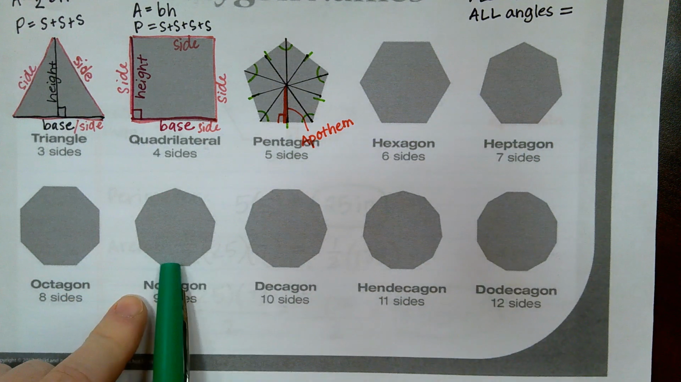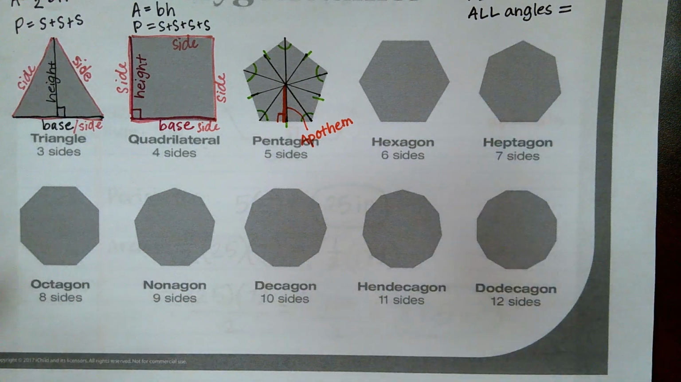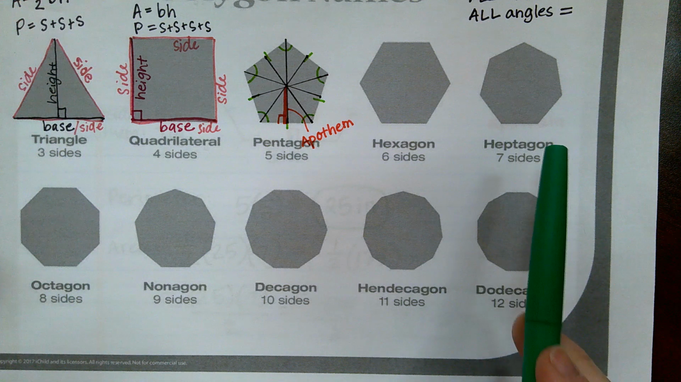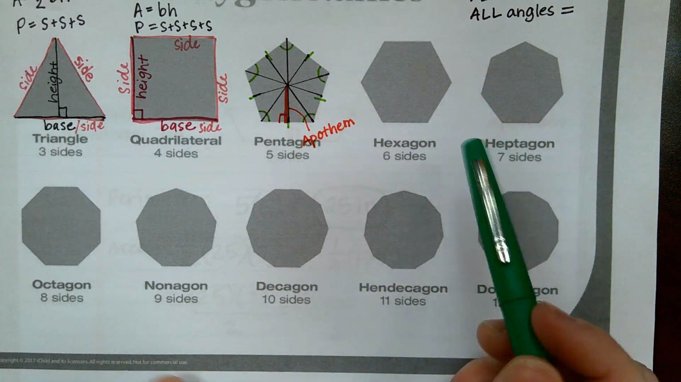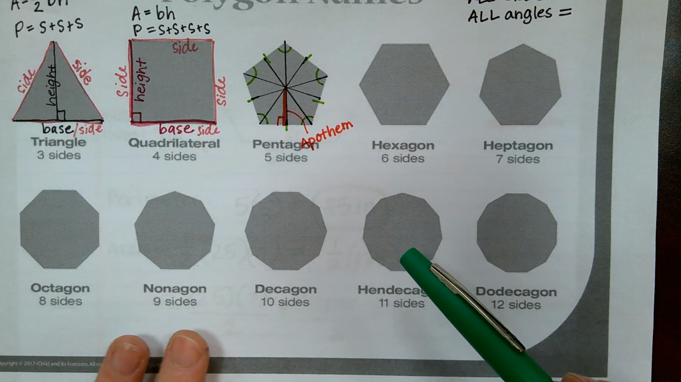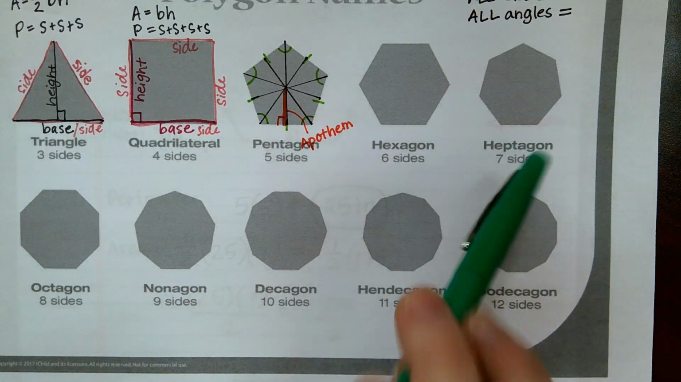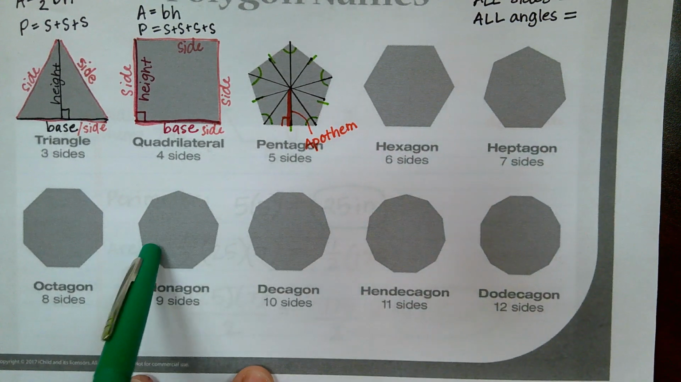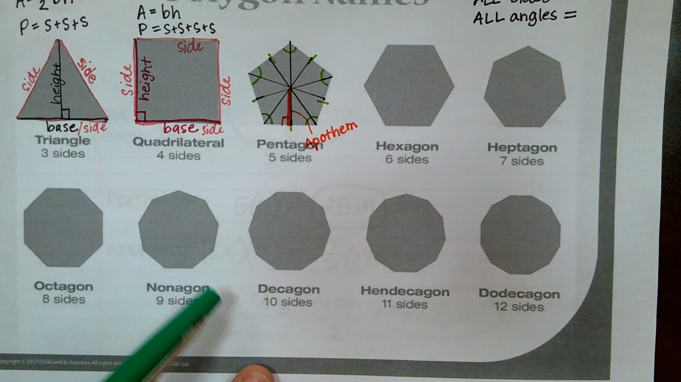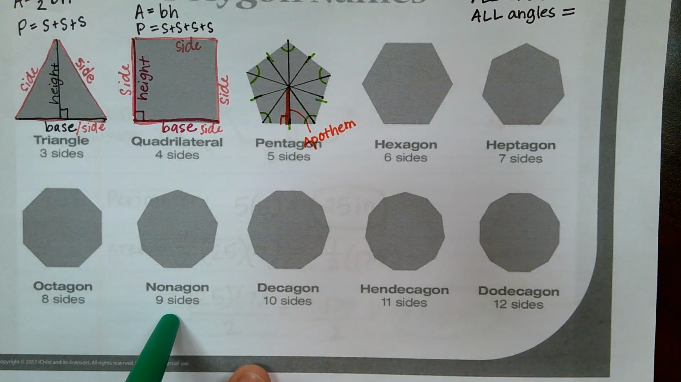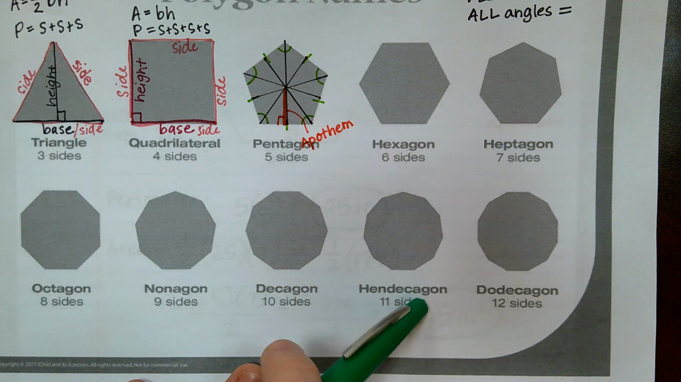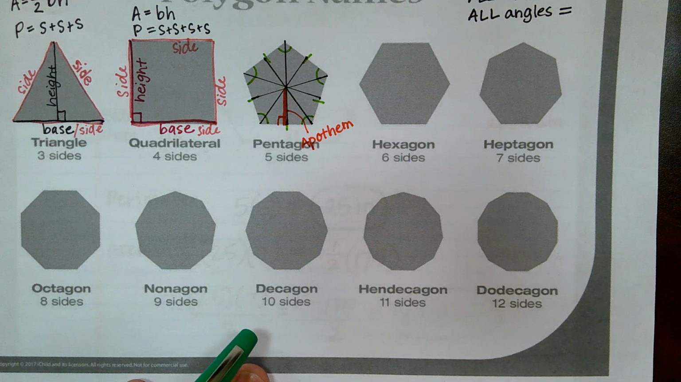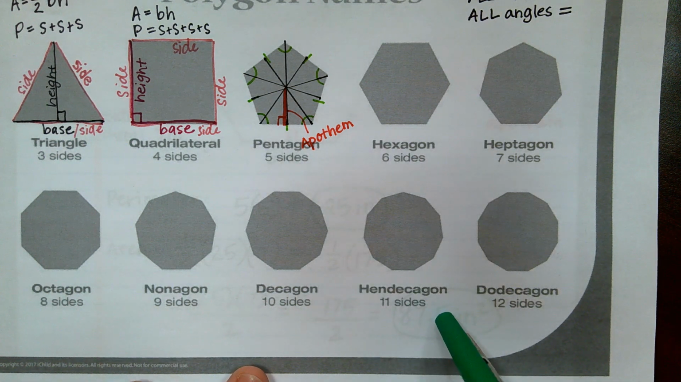Yes, so these are just very uncommon shapes. You don't typically see a 7-sided shape or anything more than the 8-sided shape. But they exist. So we have a heptagon. We've got the octagon for 8 sides. 9 sides is nonagon. 10 sides is decagon. 11 is hendecagon. And 12 is dodecagon.